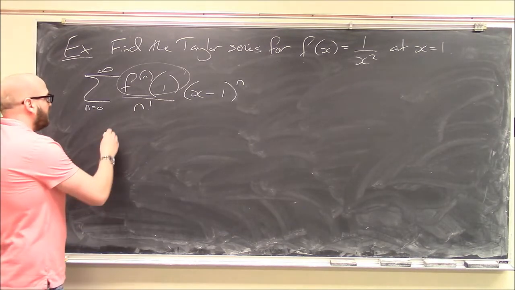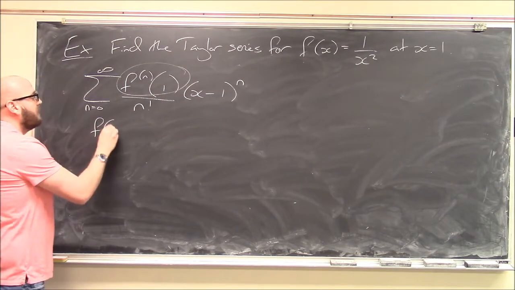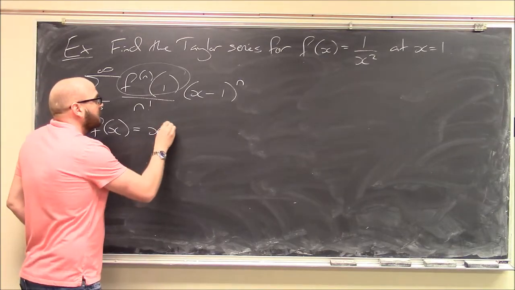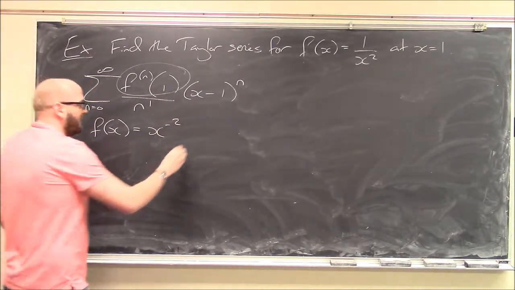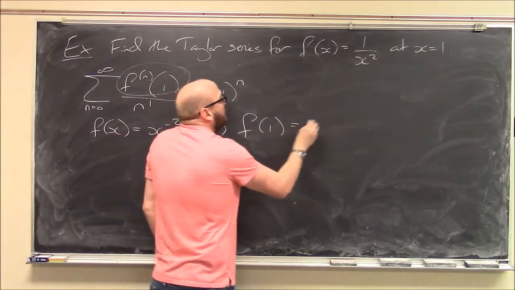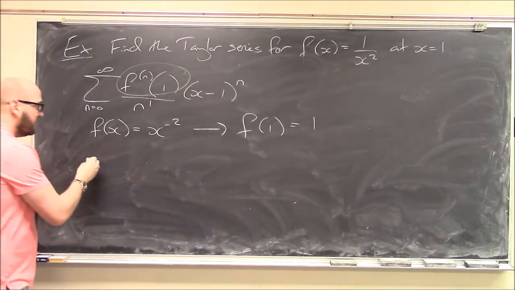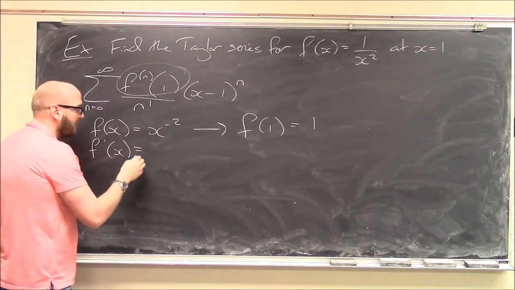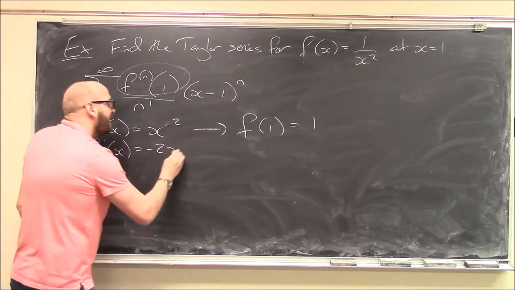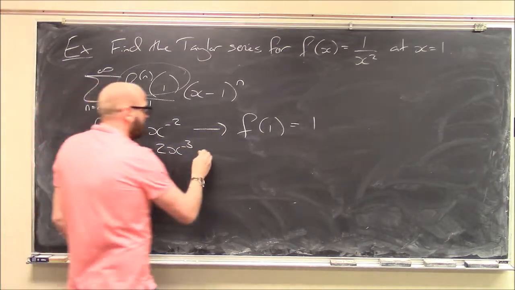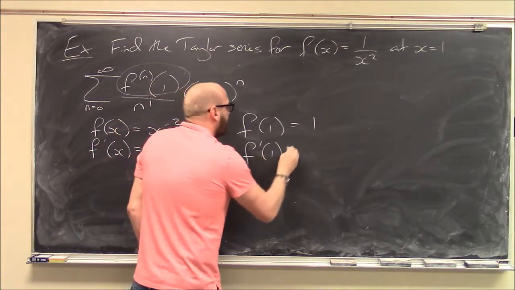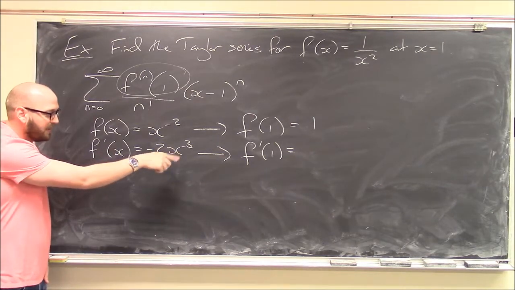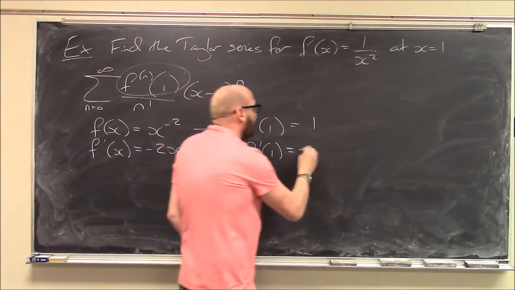Well, let's see if we can figure this out. So we've got f of x, 1 over x squared. If I'm going to differentiate that, it's a lot easier to think of this as x to the minus 2. Right? So f at 1 is just 1. So there's the 0th derivative. First derivative, differentiate this, we've got minus 2 times x to the minus 3. So evaluated at 1, what is that? Plug in 1, this is just 1 over x cubed, so plug in 1, that's always going to be 1. So minus 2.